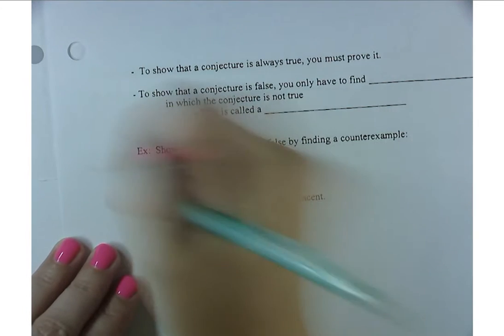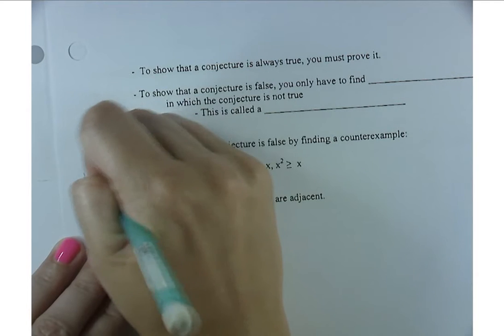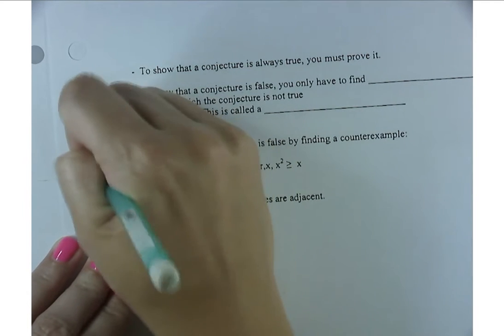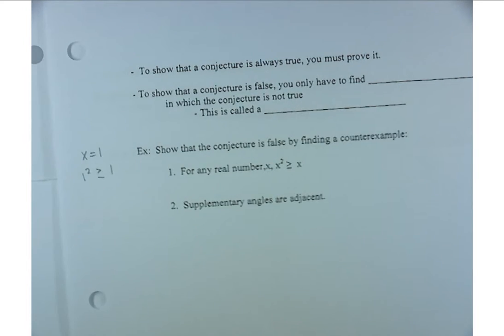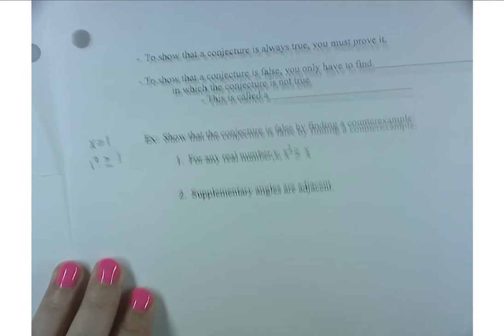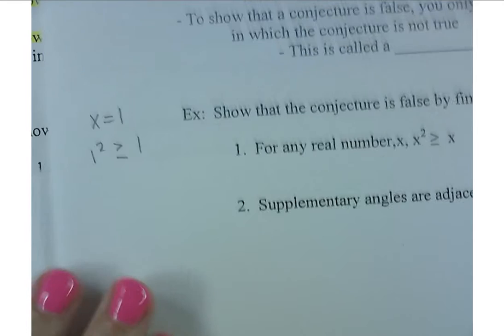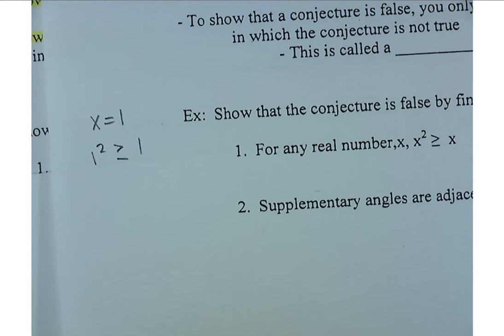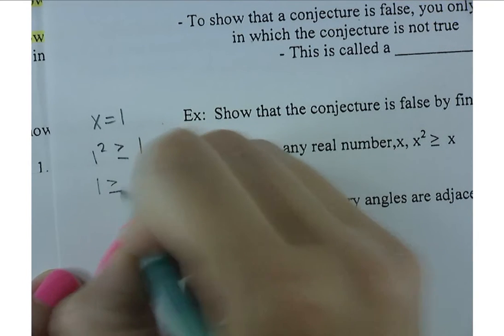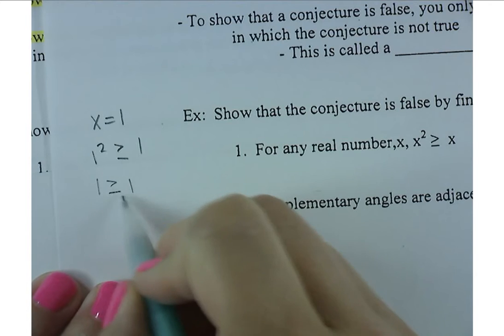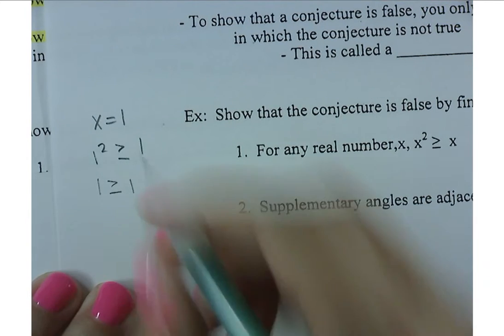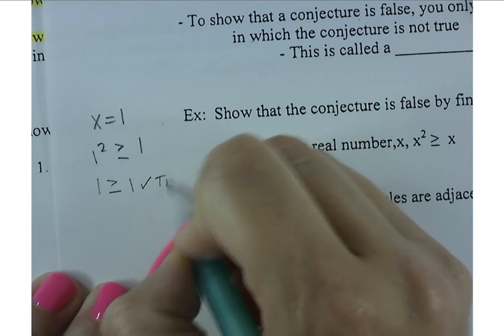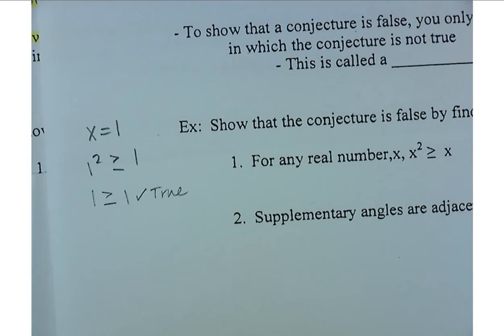So we're trying x equals 1. 1 squared is greater than or equal to x. 1 squared? One. Yep, no, that's okay. So 1 is greater than or equal to 1, is that true? Yeah. Okay, so if it's true, I usually put a little check. If it's true, it can't be a counterexample.